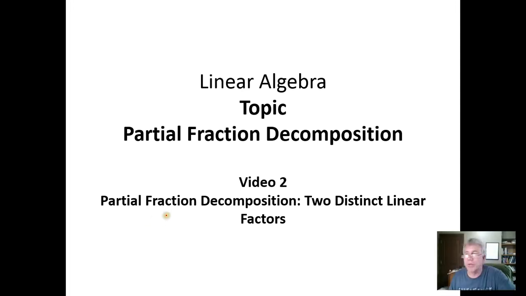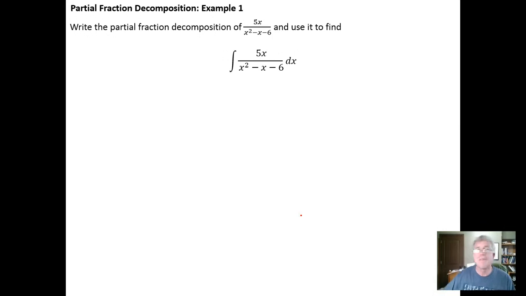So in this video we're going to do partial fraction decomposition when the denominator in the ratio can be factored into two distinct linear factors. So for the example that we have here, it says write the partial fraction decomposition of 5x over x squared minus x minus 6 and then use that decomposition to resolve this integral.